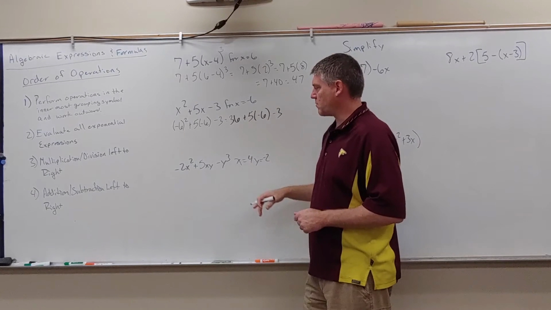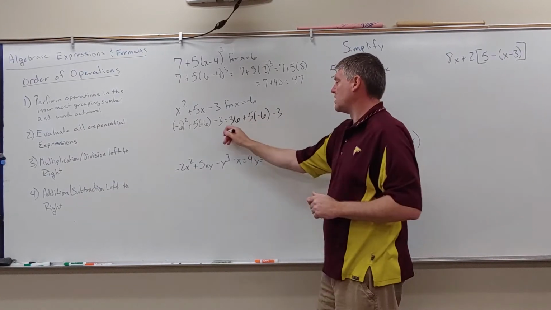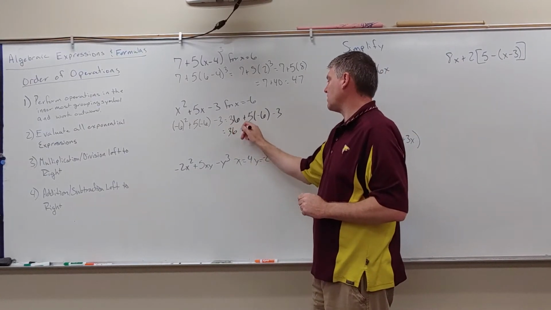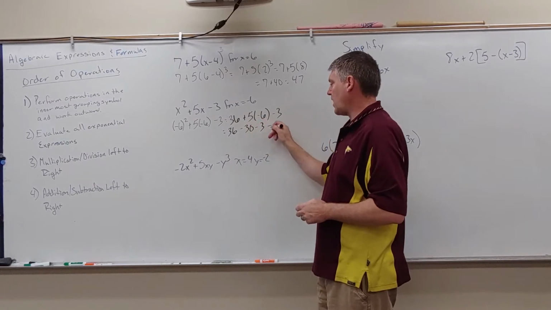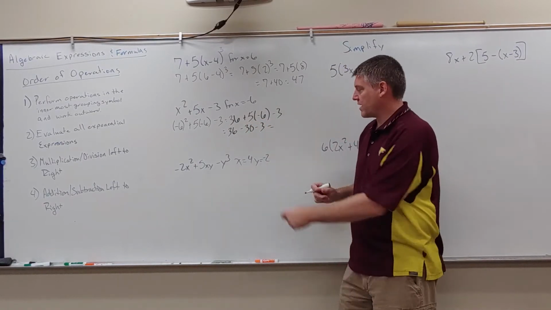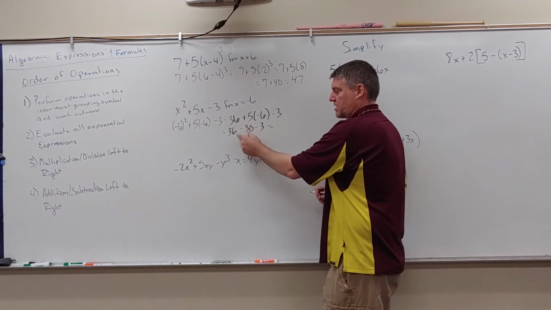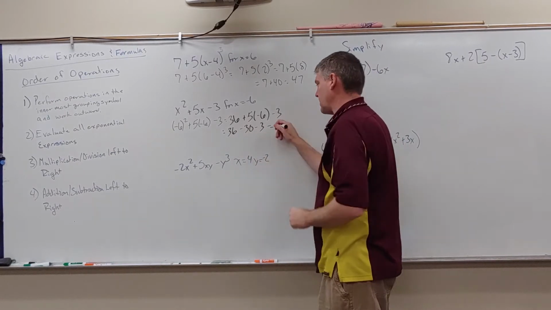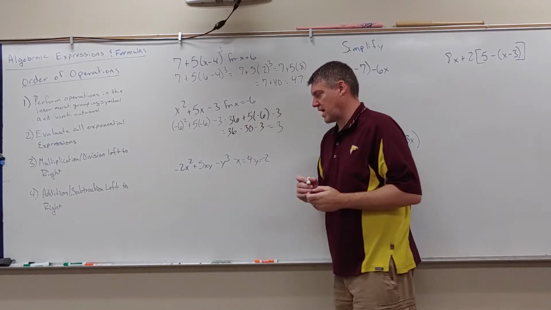Okay, now I need to do my multiplication and division. So 5 times -6 is -30. And now I'm going to do addition and subtraction left to right. So 36 minus 30 is 6. 6 minus 3 is 3. So there would be my answer.